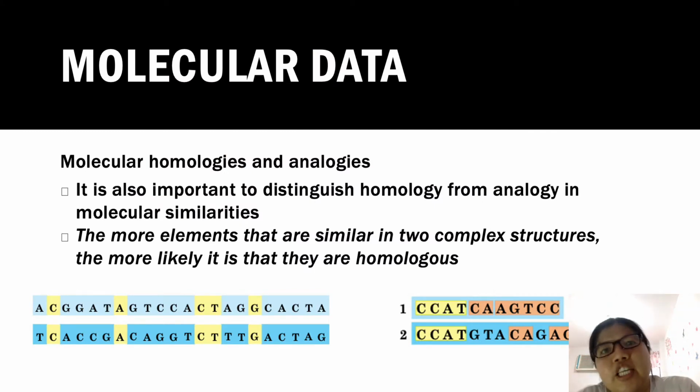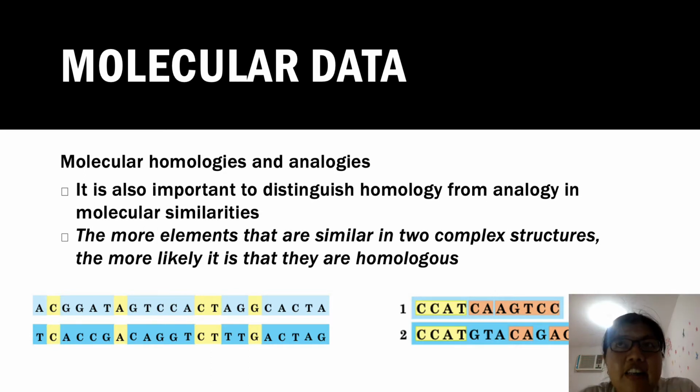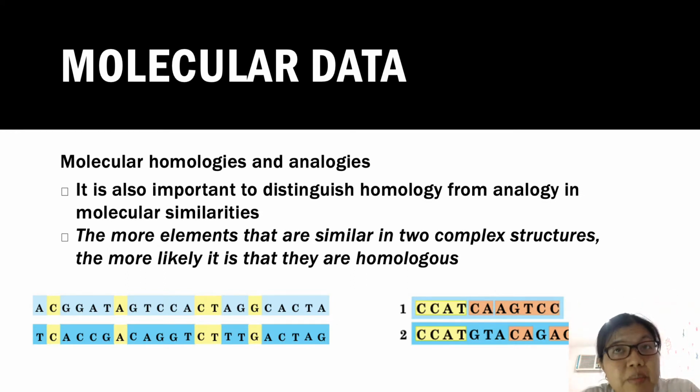Homologies and analogies can also be found in molecular data. So in molecular data, the character is the sequences. Okay, and the character state is A, T, C, G. So it can be A, T, or C, or G. Okay, and it's very important also to distinguish a homologous sequence from the analogous sequence.